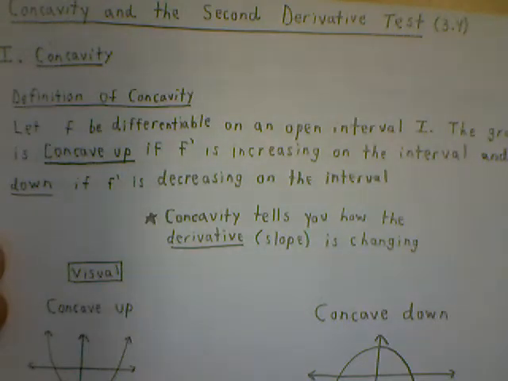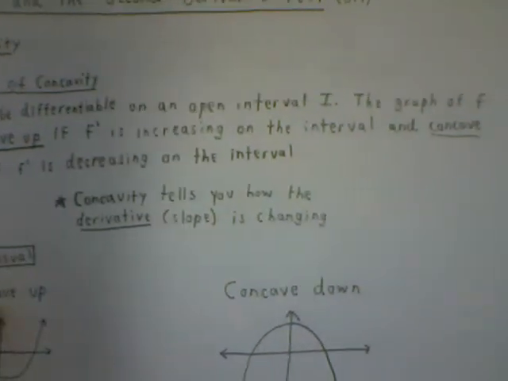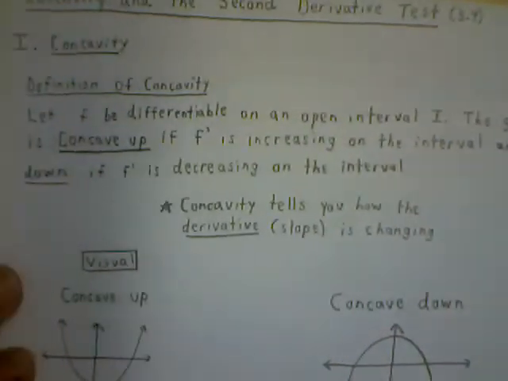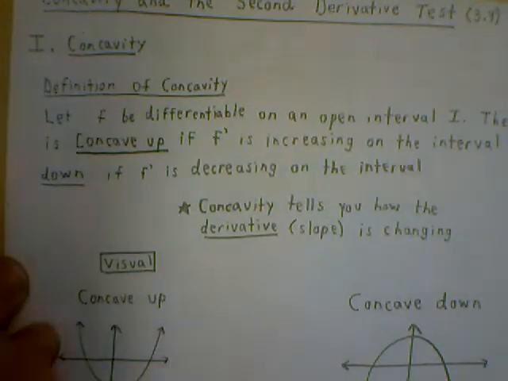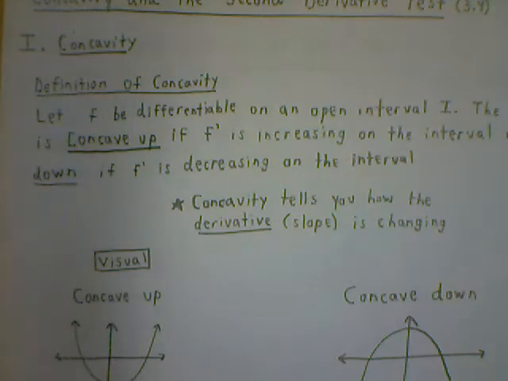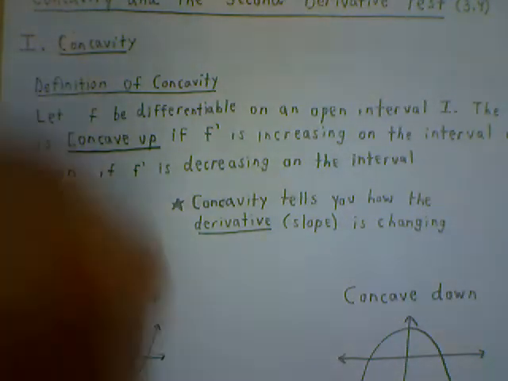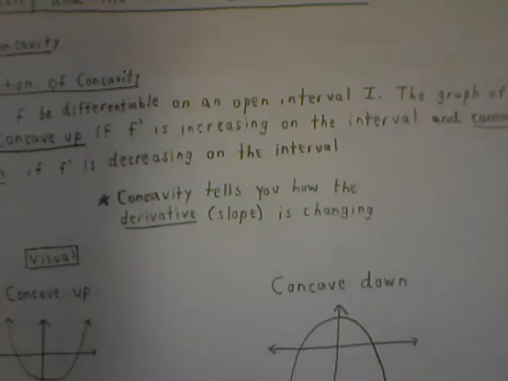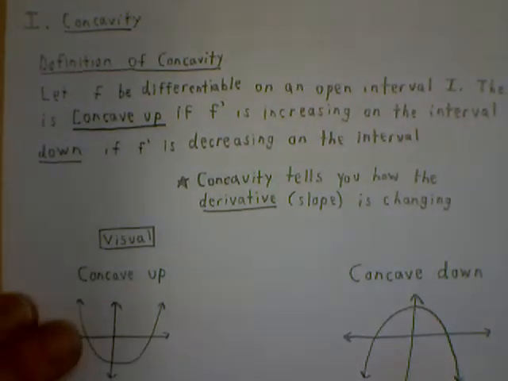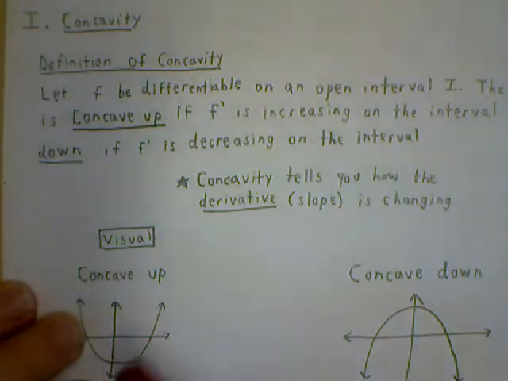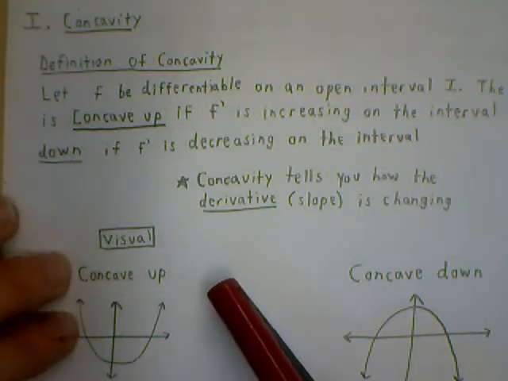Let f be differentiable on the open interval I. The graph of f is concave up if f prime is increasing. The graph of f is concave down if f prime is decreasing on the interval. So concavity refers to the rate of change of the derivative.